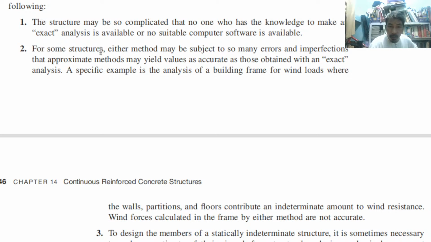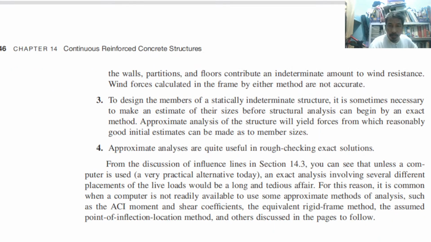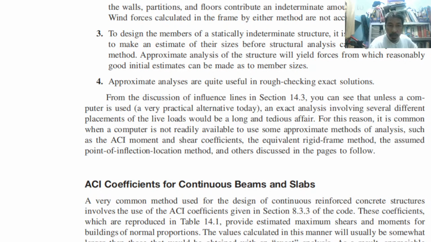Number two, some structures may be subject to so many errors and imperfections that an approximate method may yield values as accurate as those obtained with an exact one. So, introduction of so many errors. Because of that, the degree of our approximation is on the same level as, or at par with, the exact solution.